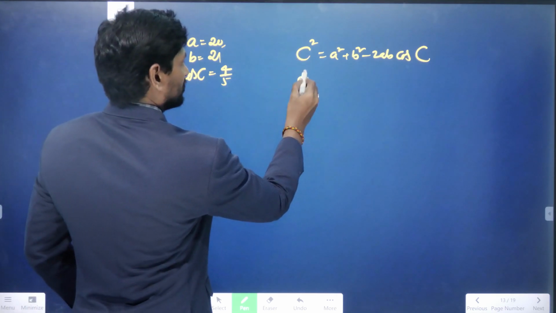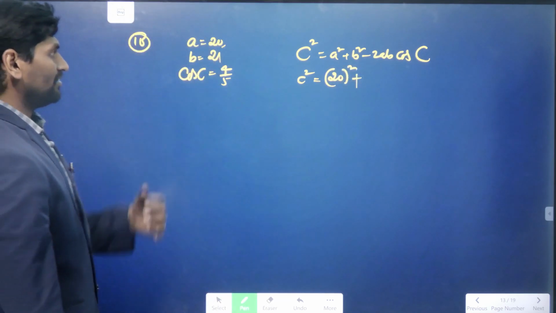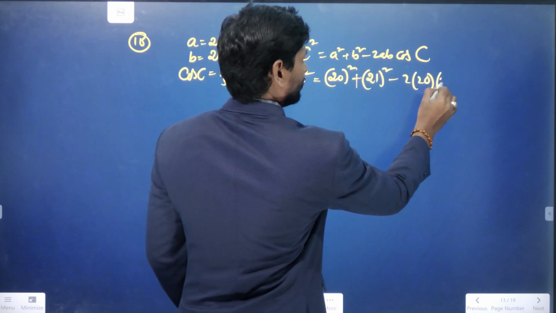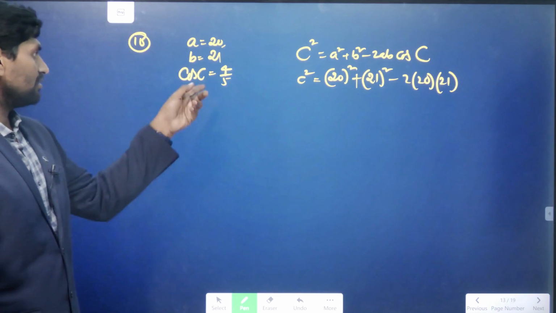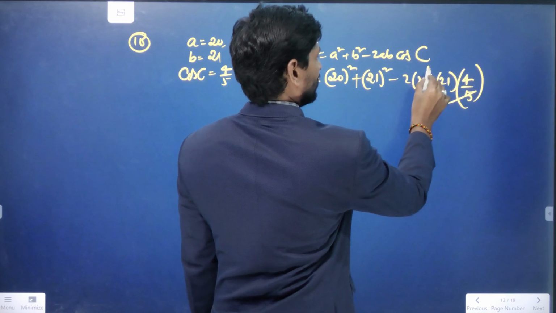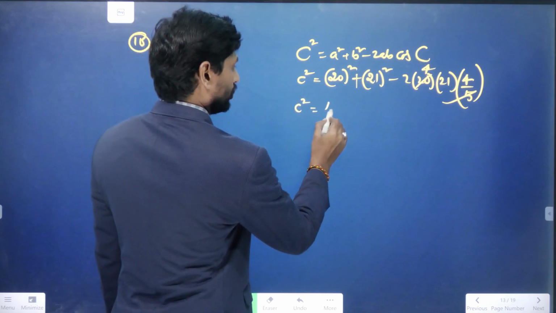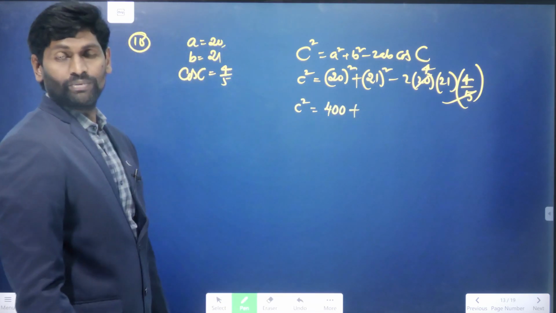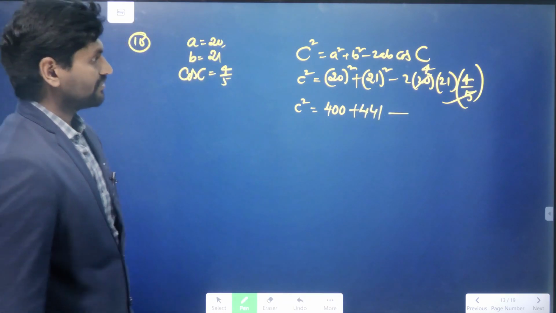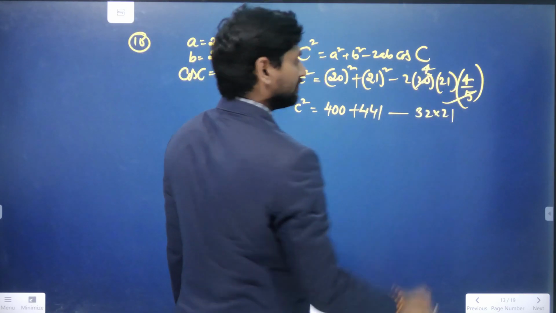c square is equal to a value, which is 20, 20 square, plus b value 21, 21 square, minus 2 into a value 20, b value 21, cos C value directly 4 by 5. Now the denominator 5 in 20 goes 4 times. 5 4s are 20. Now c square is equal to 20 square becomes 400, 21 square will be 441, minus 2 4s are 8, 8 4s are 32, 32 into 21.